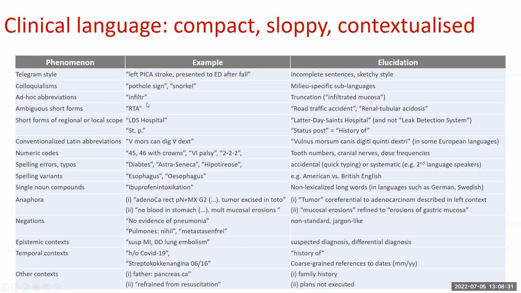Often you just stop writing when you have the impression that everybody understands the word, even leaving out some characters. Then short forms often depend on the context. For instance, RTA, in one context, it's road traffic accident. In another context, it's renal tubular acidosis. Then often short forms are only understandable in a local scope, even if something like, for instance, LDS could also be understood as leak detection system in another context.